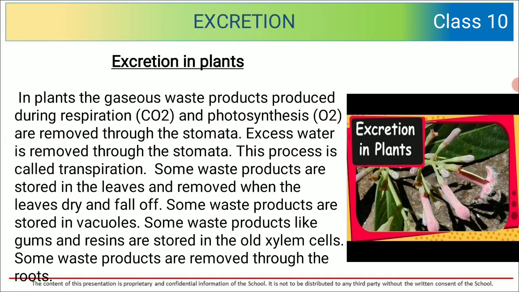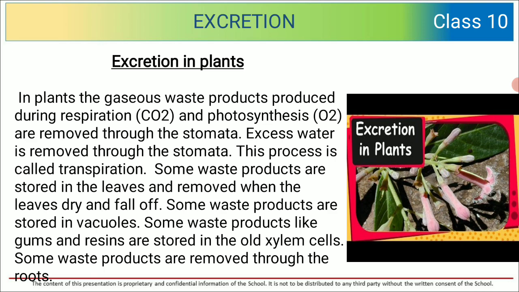Now this we spoke about human beings. Now let us talk about excretion in plants. In plants, gaseous waste products produced during respiration and photosynthesis are removed through stomata. This process is called transpiration.